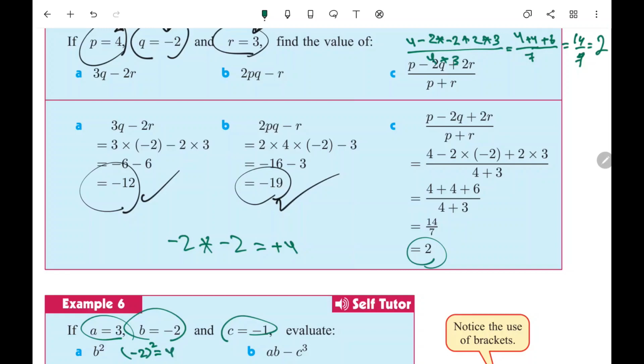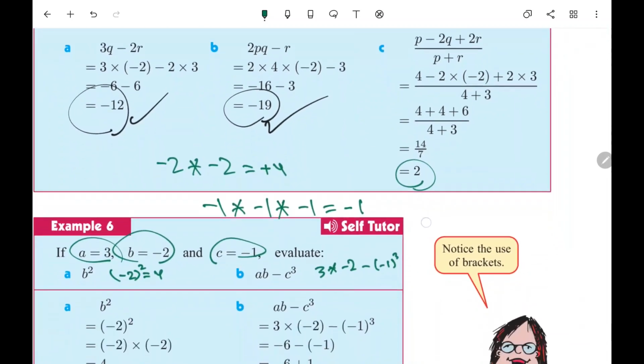Moving to the next one, a times b minus c to the power of 3. We have 3 times negative 2 minus c to the power of 3, which means negative 1 to the power of 3. Negative 1 times negative 1 times negative 1: a negative times a negative equals a positive, and a positive times a negative equals a negative. 1 times 1 equals 1. So here is the answer.